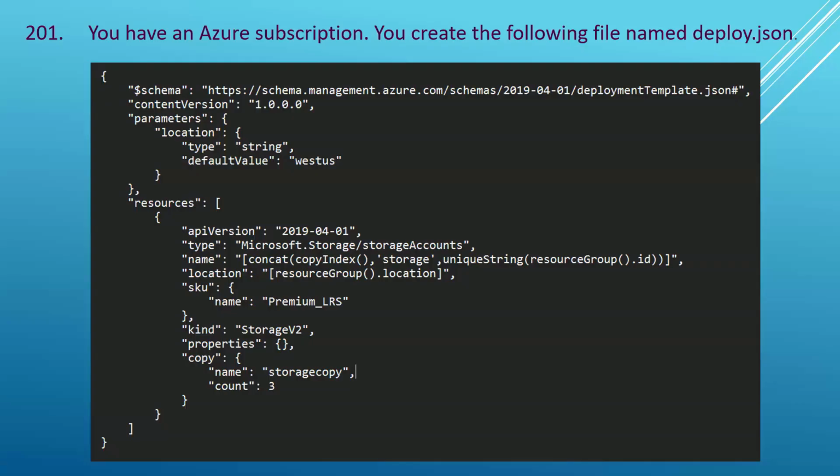Friends, this is question number 201 of the series. You have an Azure subscription. You create the following file named deploy.json. In front of you, there is an ARM template.